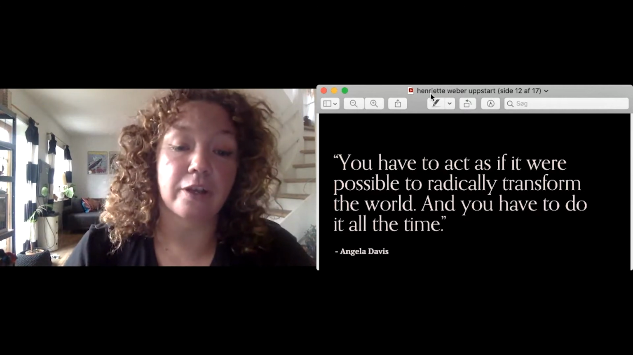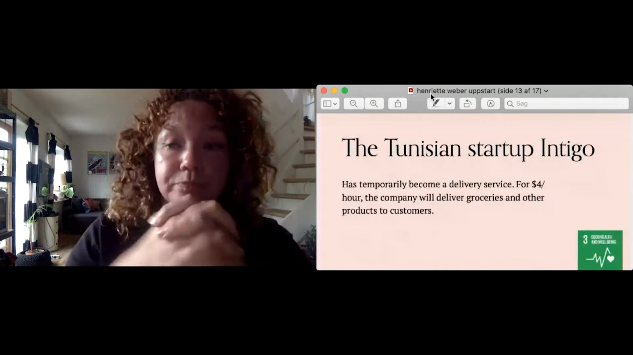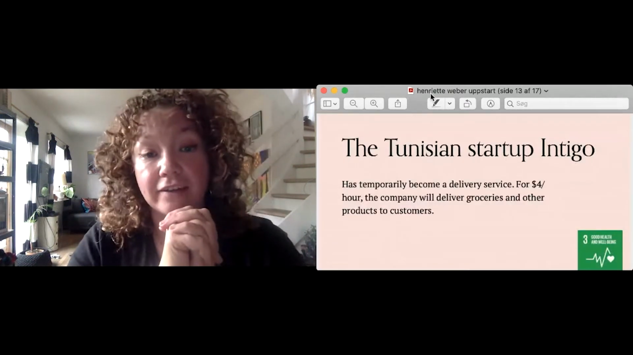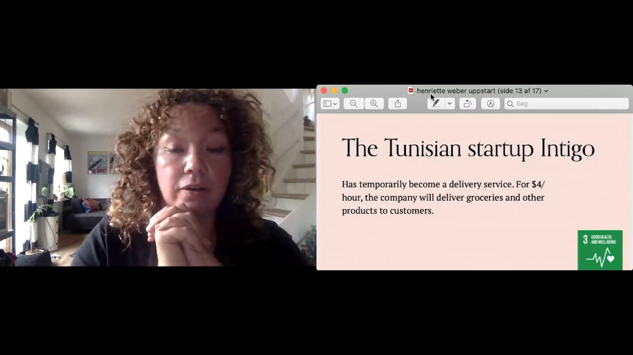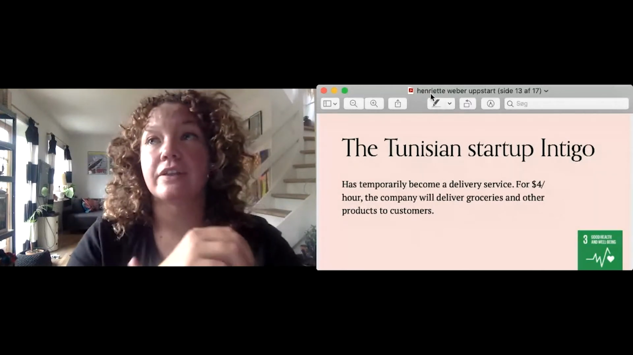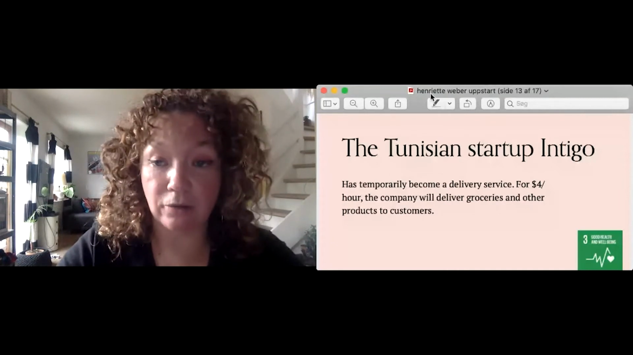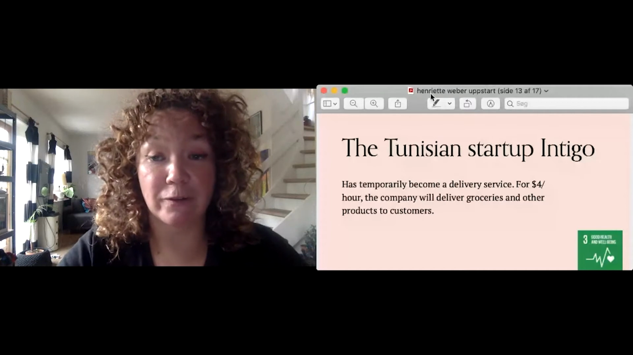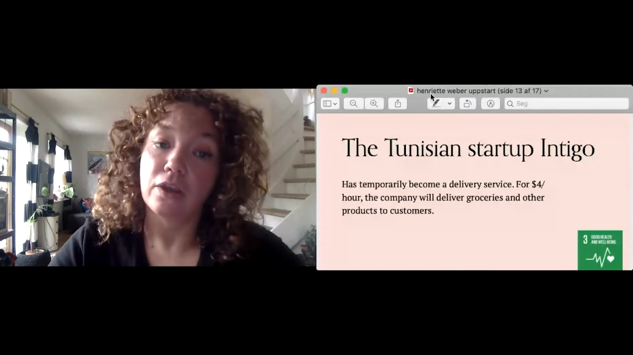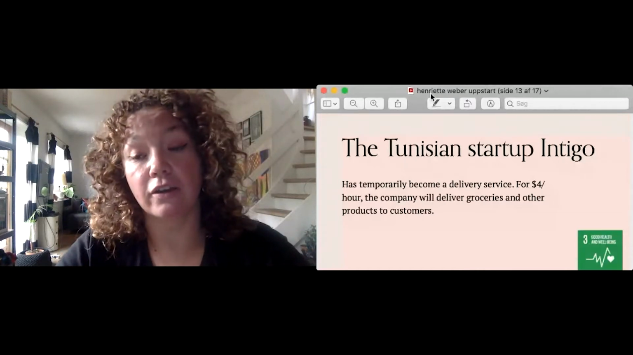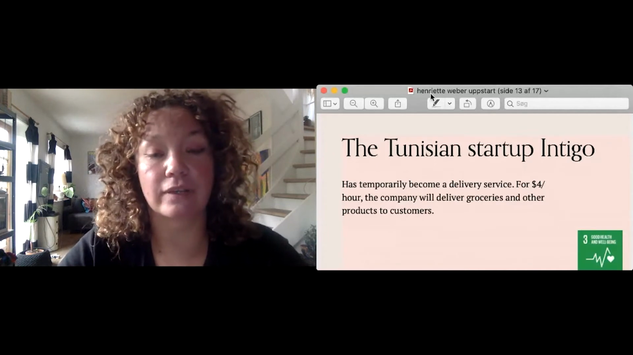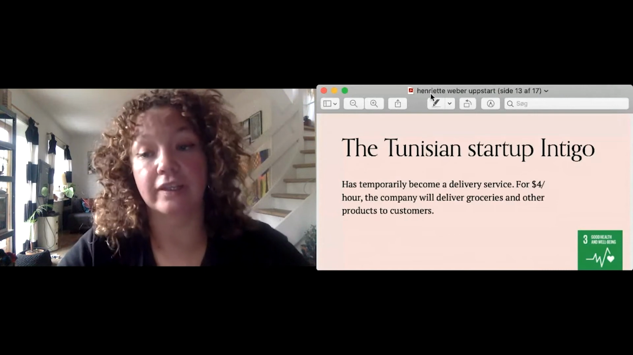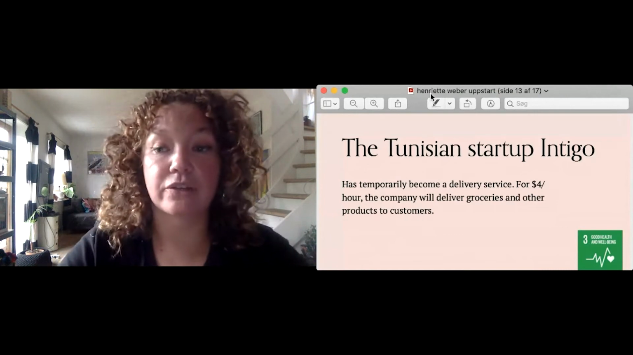So this is the startup I was talking about. This is a Tunisian startup, Indigo, used to be just a taxi startup that has transformed the whole taxi system down there. But they decided two months ago that they would temporarily become a delivery service. So people could get food for $4 an hour, and they would deliver groceries. And that's the stuff we need to pivot towards. Right now, it's needed because of COVID.